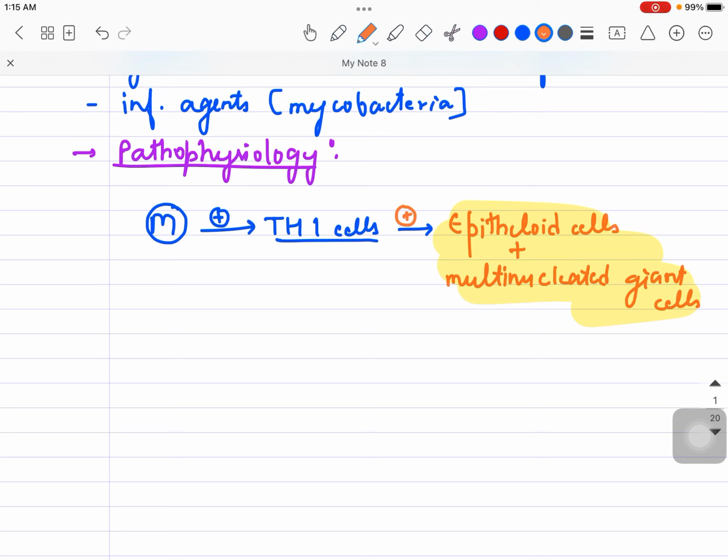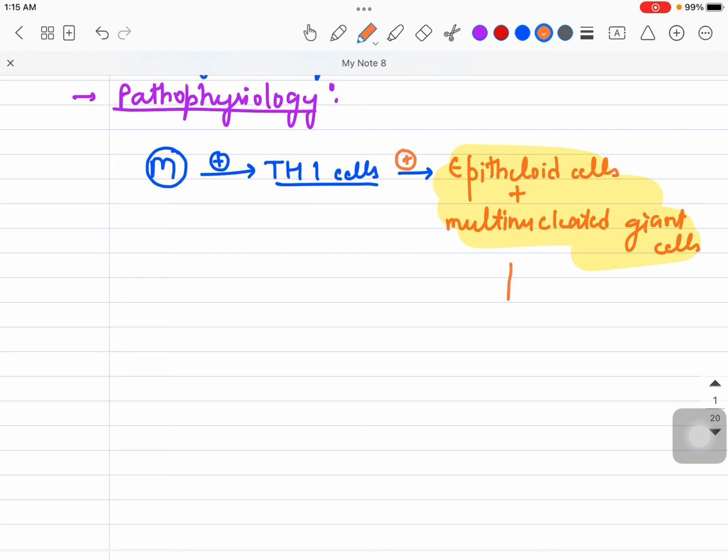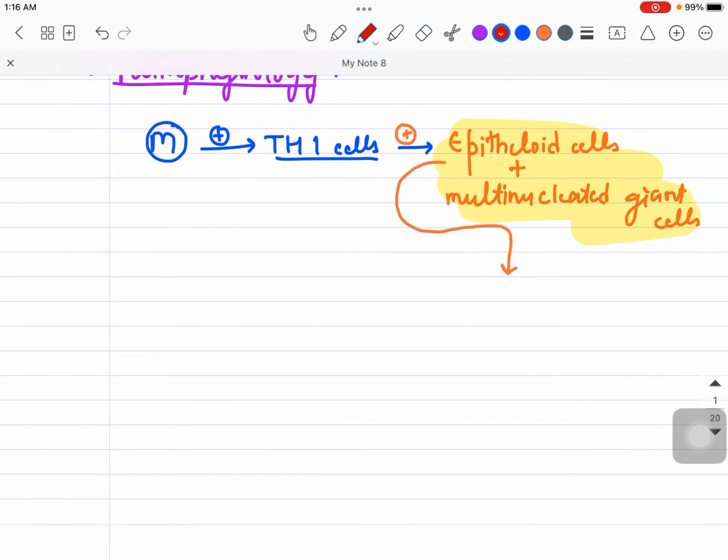The epithelioid cells will be producing a very particular enzyme, which I'm sure you have heard about at various places. I'm talking about the ACE, angiotensin converting enzyme. And they will be releasing some cytokines, which will recruit more and more immune cells. So finally a mature granuloma will be formed, and this granuloma will consist of epithelioid cells and macrophages in the center, surrounded by lymphocytes and fibroblasts.